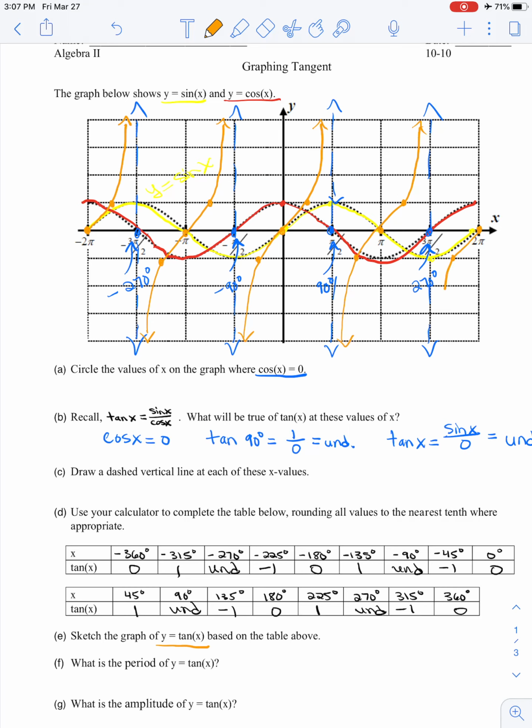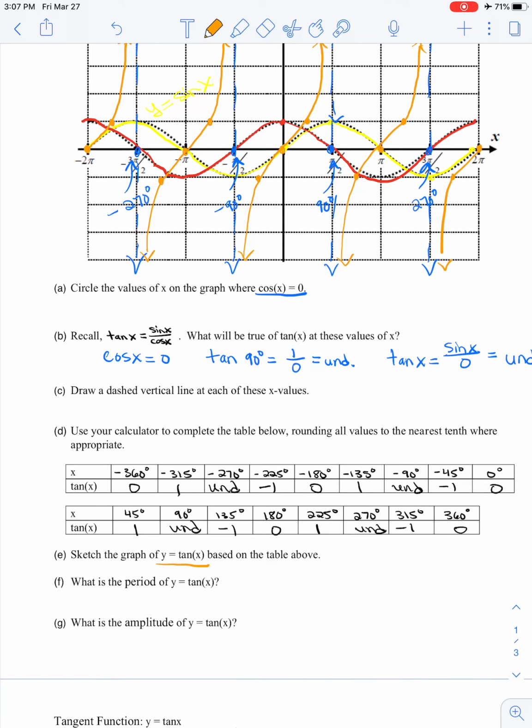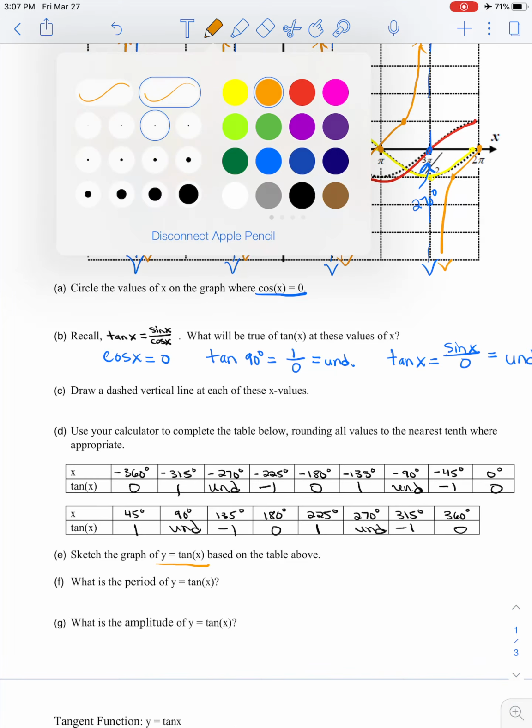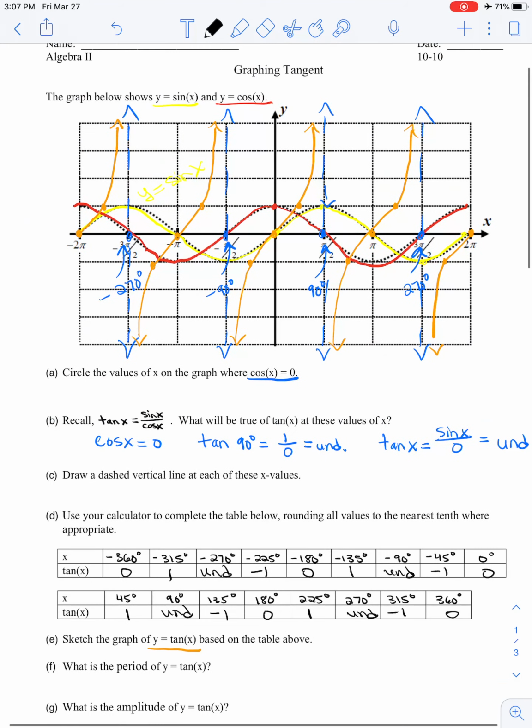And here again, I only see part of my curve. Part F asks what's the period of tangent. So what that means is how long does it take to go through one complete cycle. So if you look up here at the graph, I'm going to look right here at negative 90, over here at 90 degrees. If I look at the orange part of the curve, I see that there's one tangent cycle between negative 90 and 90.